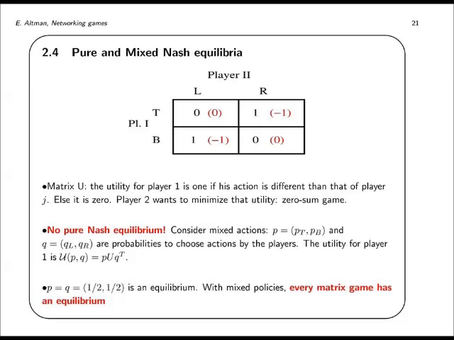In this game, player 1 wants to maximize the red entry, and player 2 wants to maximize the black one. There is indeed no Nash equilibrium here. For example, the top left solution can be improved by player 2 if it deviates unilaterally to R.